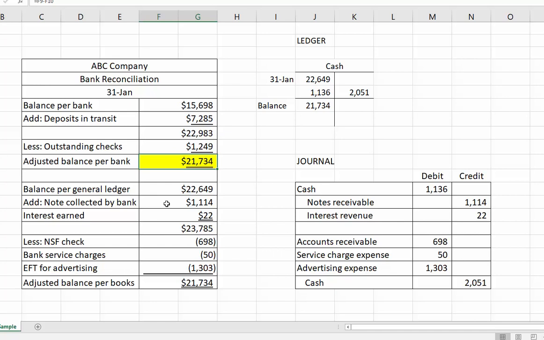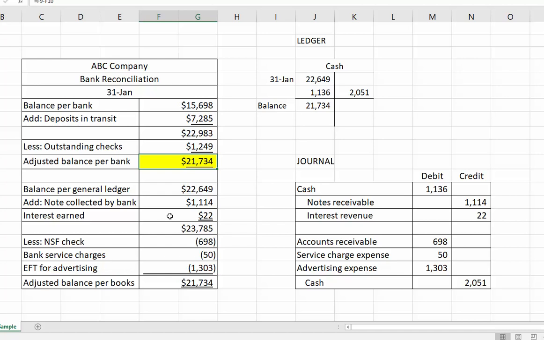Okay, what else do we have? We have some interest earned. Now, the interest could be interest on the note, or it could just be interest on your checking account, okay? So anytime you earn interest, you didn't know about it until the bank told you that you had earned interest, right? So we have to add that into our ledger account because we didn't know about it. Again, we have a little subtotal here. That's just those three numbers added together.